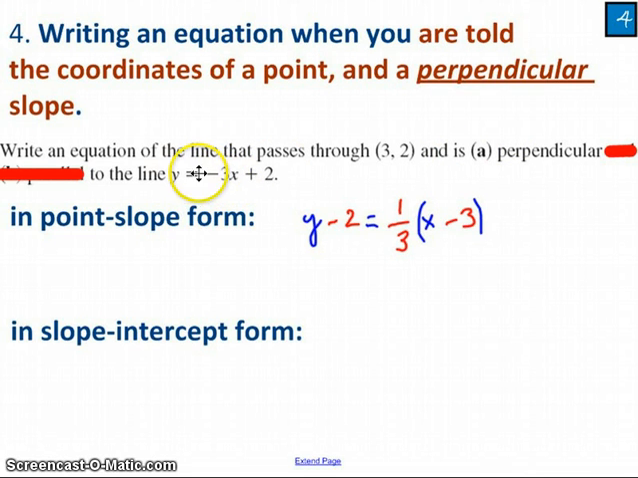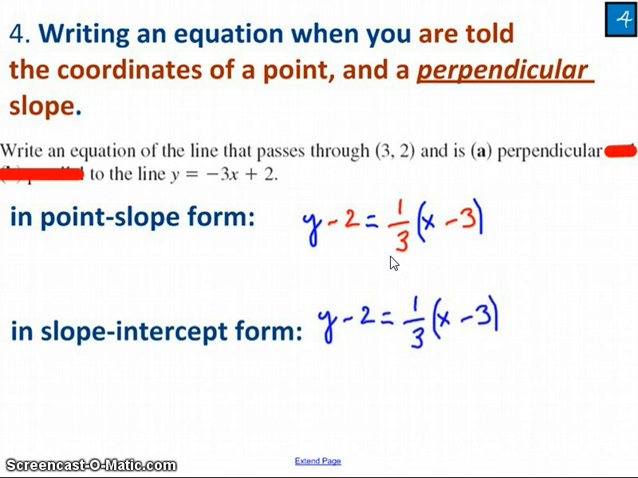So if the line that you're working from has a slope of -3, then your slope is going to be positive, and it's going to be the reciprocal, so it's going to be positive 1/3. Now in point slope form, now that I've got the slope, all I've got to do is fill in that 3 and that 2, and that's what I've done here. There's that x minus 3, there's the y minus 2. That's done in point slope form.